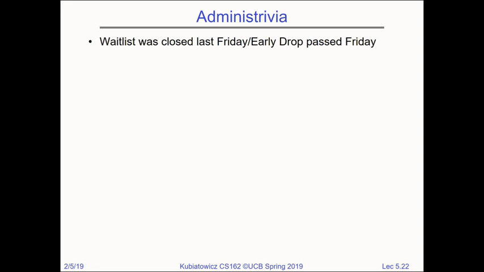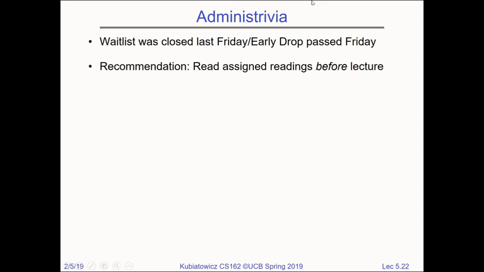Some administrivia. The wait list closed on Friday, so no more people can get in and no more people can get out. You're all trapped. No, I'm just kidding. Make sure that if you have friends who thought they weren't going to get in and just forgot about the class, you talk to them. Make sure they know they need to figure out how to drop if they're not taking it. Again, try to look at some of the readings before class. That can help.